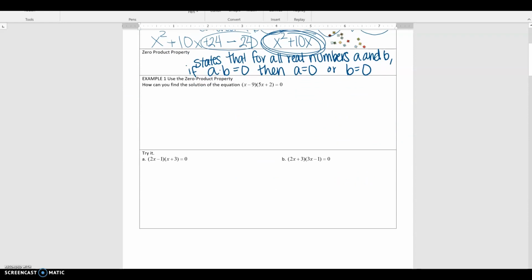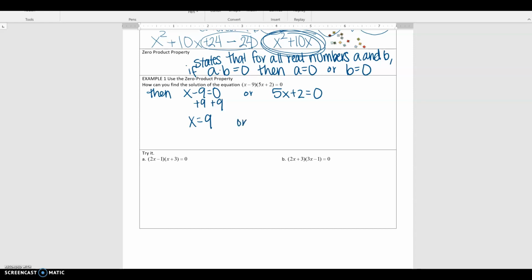So how can we find the solution of this equation here? If this times this equals 0, then either x minus 9 equals 0 or 5x plus 2 equals 0. And then we just solve. So x minus 9 equals 0. So we add 9 to both sides. And so then x equals 9.